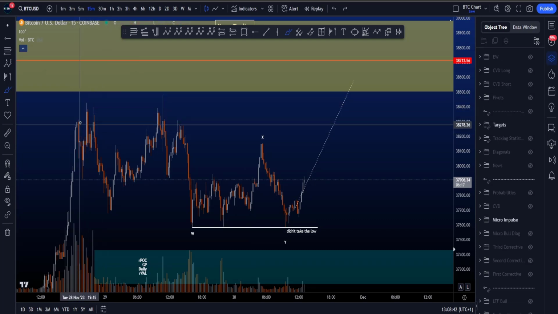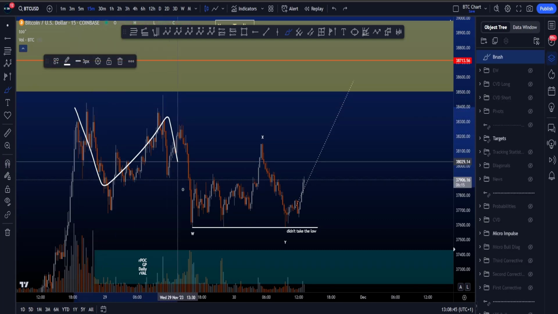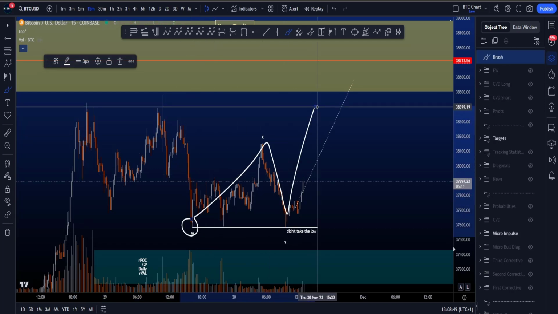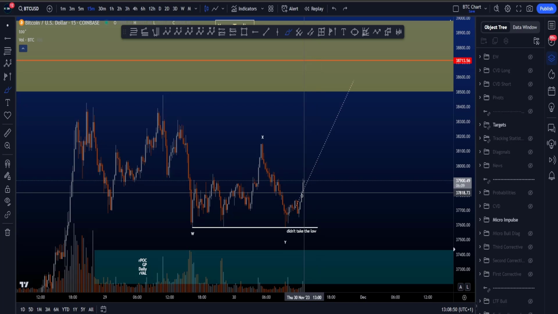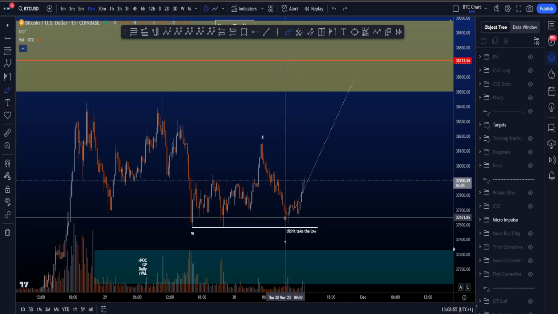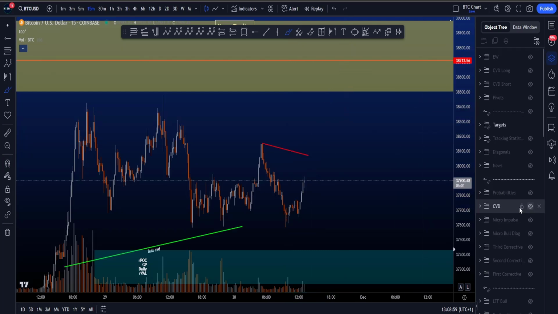If this would be your high or this would be your high, you already have a WXY in here where this would be the low and then a 1, 2, 3, but that's the diagonal we have, right? So it doesn't look probable or highly probable that this is your low and we move straight up to higher prices. The probabilities are higher to continue the range for a little bit longer.